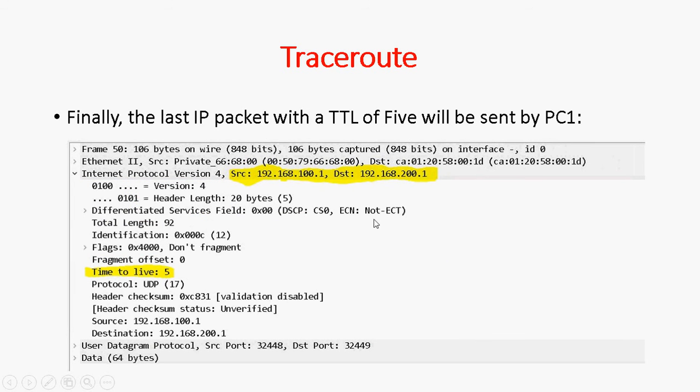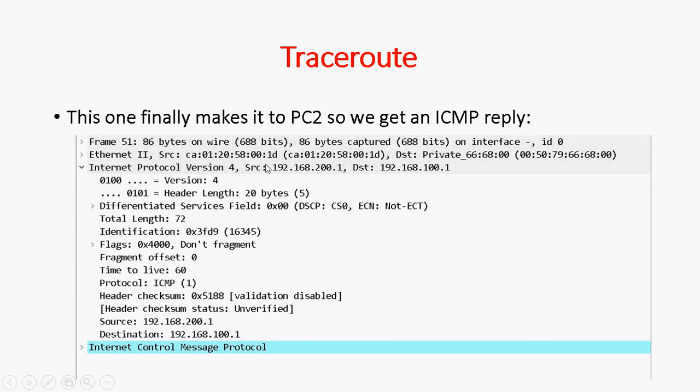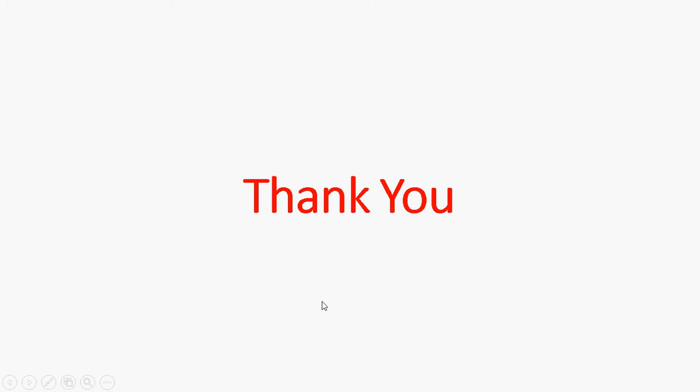Then the last packet: finally PC1 sets the TTL value to 5, the source IP is PC1 and the destination IP is the PC2 IP. The packet reaches PC2 and PC2 replies to PC1. Here we can see the source is 192.168.200.1, which is the PC2 IP, and 192.168.100.1 is the PC1 IP. So PC2 replies to PC1. Now the trace is successful.